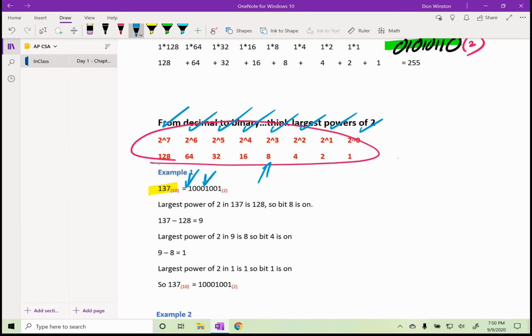And so 9 minus 8 is 1. Largest power of 2 in 1 is 1, so bit 1 is on. Okay, so that bit is on. All right, so there. So 137 base 10 is 10001001 base 2.